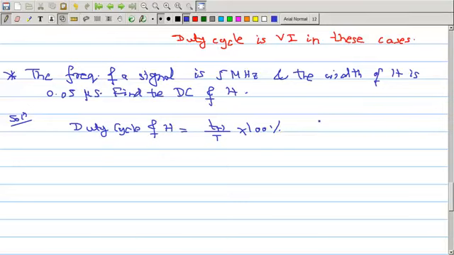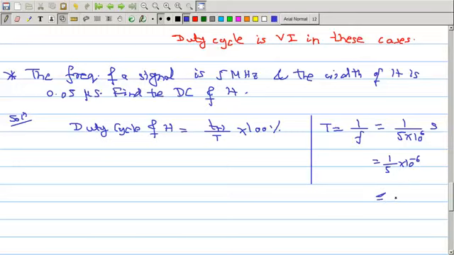Now what is capital T over here? Capital T is not provided directly, but you know that T equals 1 by frequency, and that is why you can write it as 1 by 5 megahertz. Mega means 10 to the power 6. So this is the time period, this many seconds. Now you can write it as 1 divided by 5 into 10 to the power minus 6.